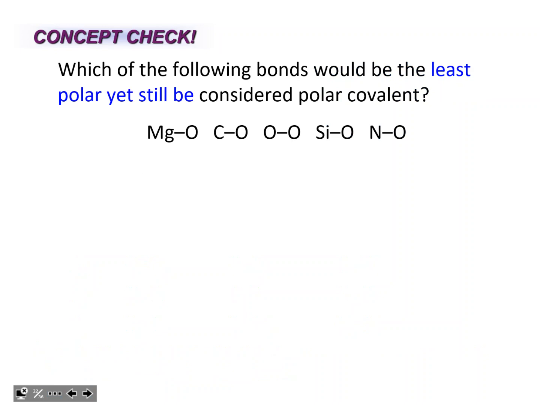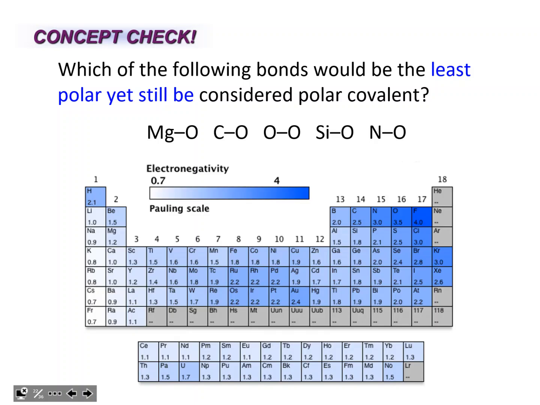All right. Which of the following bonds would be the least polar yet still be considered polar covalent? Try that one and see what you can make of it real quick. Okay, so once again, which of the following bonds would be the least polar yet still be considered polar covalent? I can easily eliminate this one because this is going to be nonpolar or pure covalent, because O to O is going to be an electronegativity difference of 0. That's easy to see, okay?